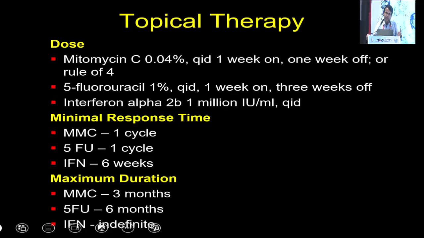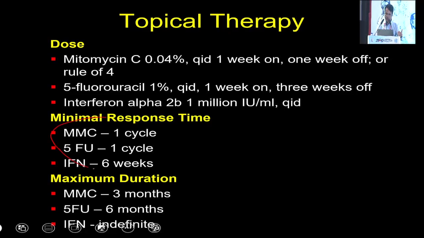Minimal response time. So when do you assess the response after starting this treatment? For mitomycin, it is 1 cycle. When the patient comes back to you after completing 1 cycle, you compare the photographs. That is the best way to assess. You take nice pictures, not on your mobile, but good slit lamp pictures, and compare head-to-head photographs. If there is good response, then you continue. If there is no response, you have to change your strategy. In 5-fluorouracil, it is again 1 cycle, and for interferon, it is 6 weeks.